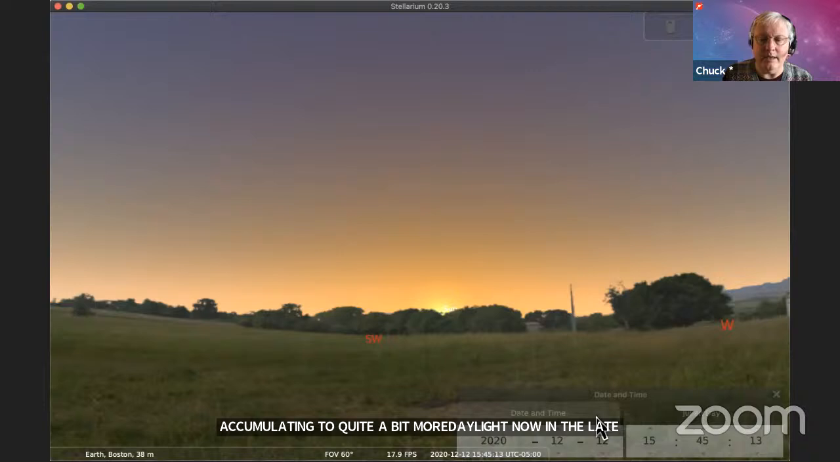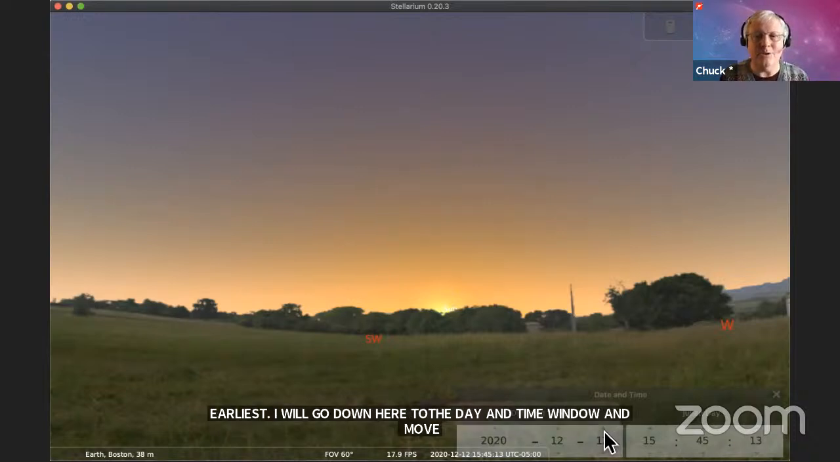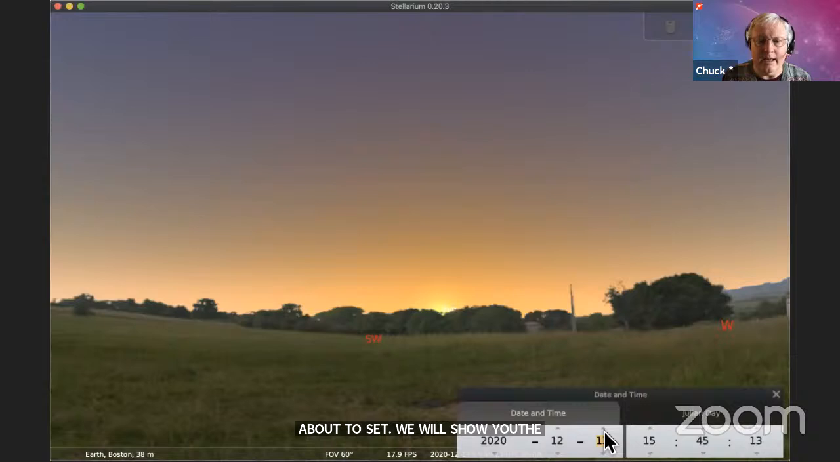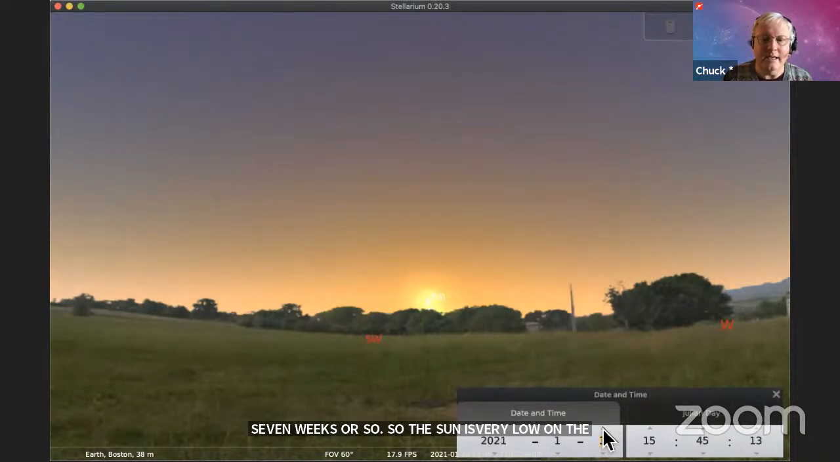I'm going to go down here to the date and time window and move dates ahead. And this is about 3:45 in the afternoon as the sun is about to set. Let me just show you the difference that's accumulated in the last 6-7 weeks or so. So at about 3:45, the sun was very low on the horizon. But since then, ignore that moon that just went by. It's the fastest moving thing in the sky. Since then, I'm advancing the dates ahead into the new year through January.